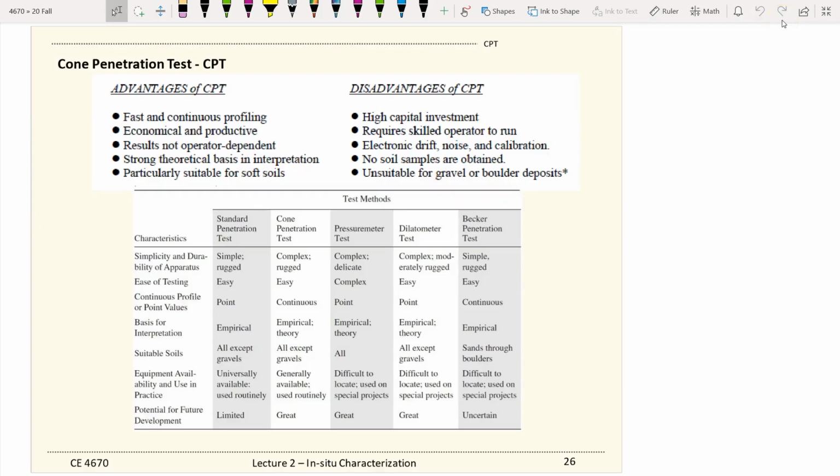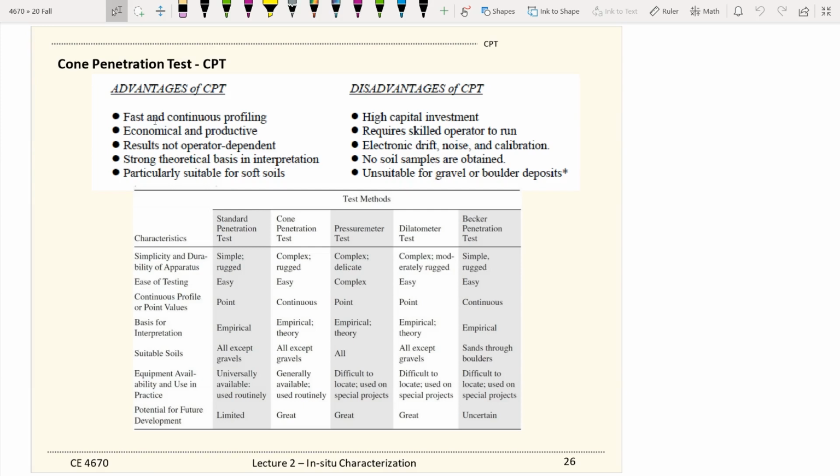All right, last but not least, I want to make some comments on the advantages and disadvantages of CPT. The good thing about CPT is it is fast and can provide continuous profiling. It's relatively cheap, though it depends on the locations and also the availability of the contractor. But the overall CPT concept can save time because this is continuous profiling. It can get done quickly.